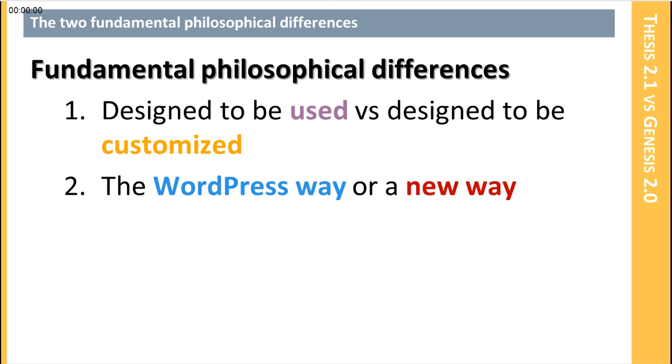The consequence of that is that Genesis can be cheaper. For example, you can legitimately have a free copy of Genesis and use it as much as you want, and it didn't cost you anything. The Thesis way is not like that.